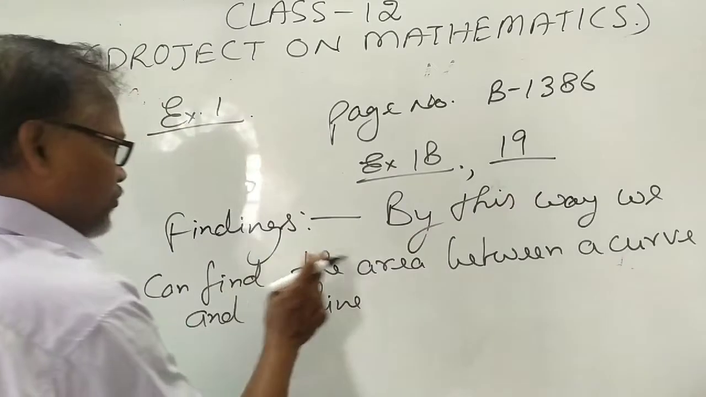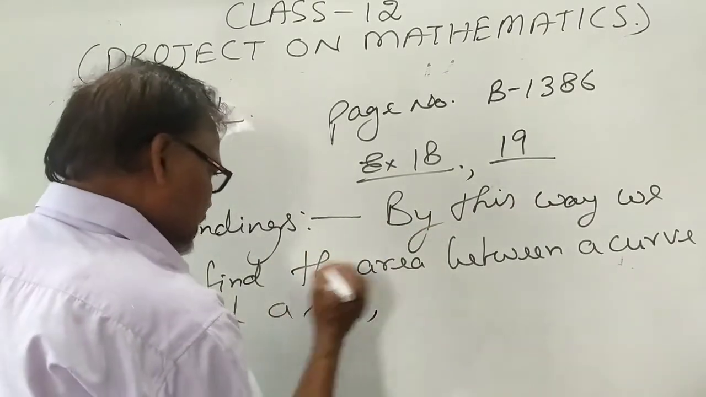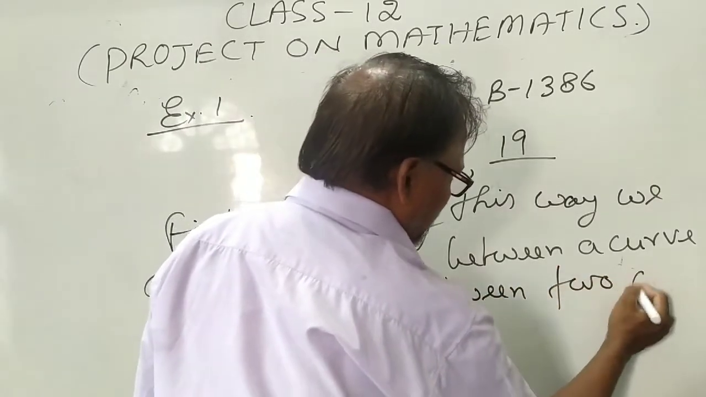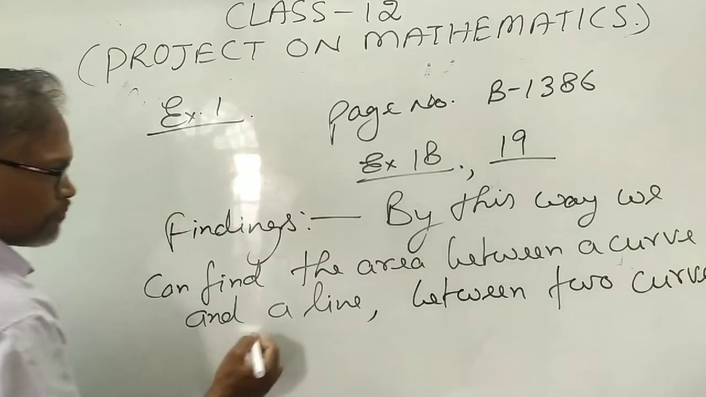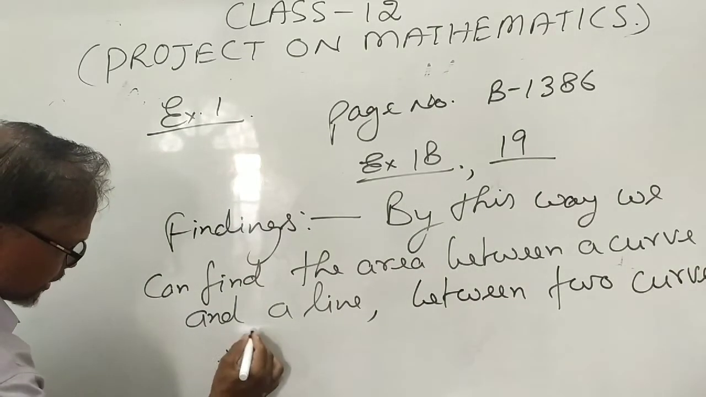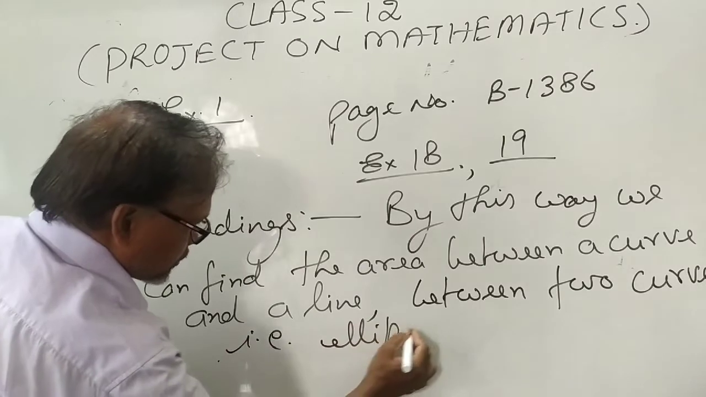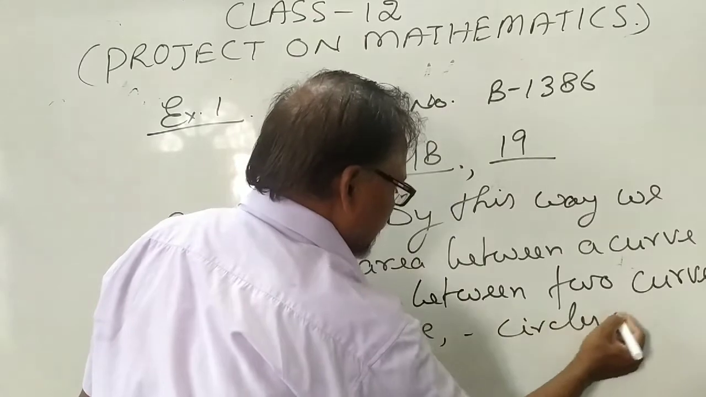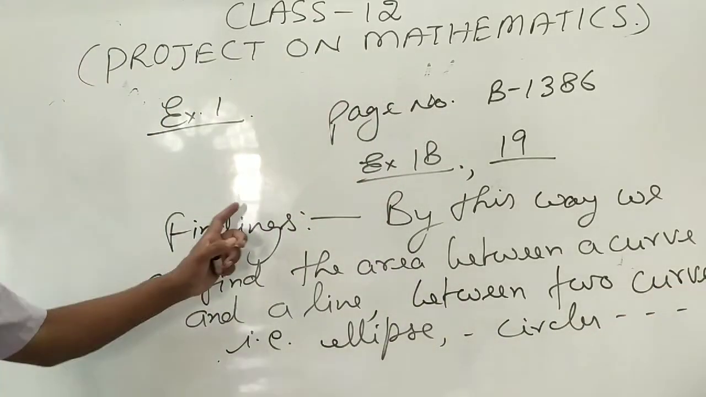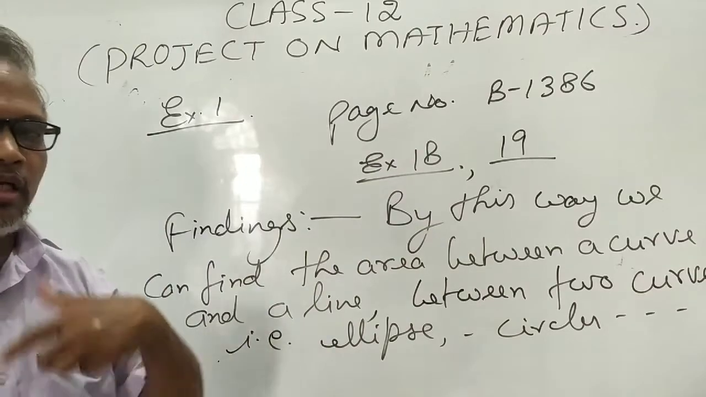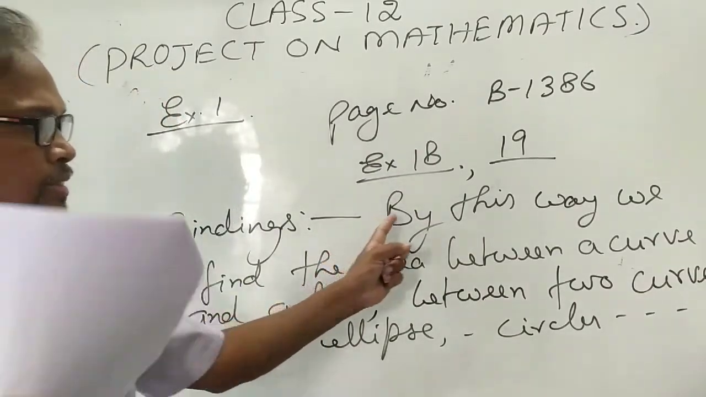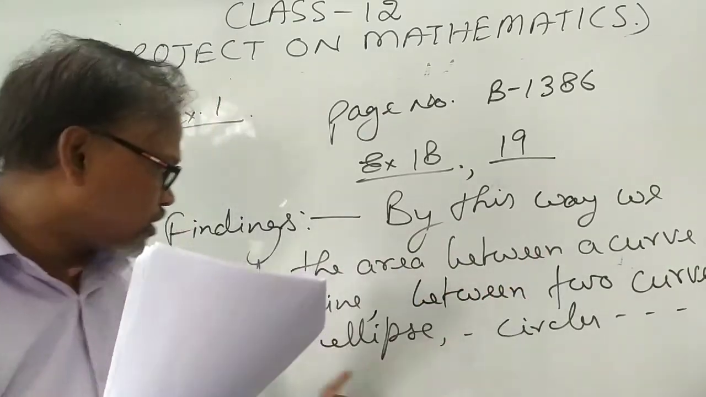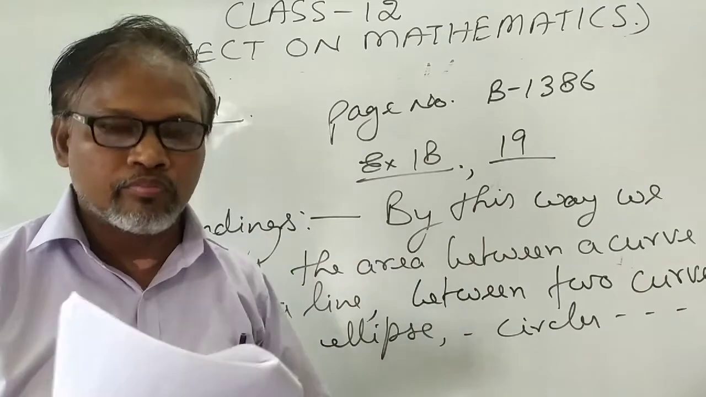So by this way we can find the area between a curve and a line, and between two curves also we can find. Two curves means ellipse, hyperbola, circles, etc. So this is the conclusion. मतलब कि इस तरीके से हम क्या क्या और चीज निकाल सकते हैं. By this way we can find the area between a curve and a line, also between two curves like ellipses, circles, and more.